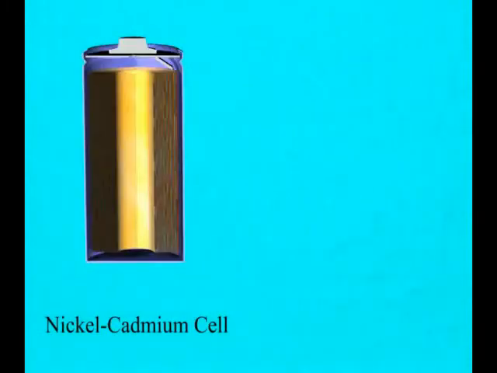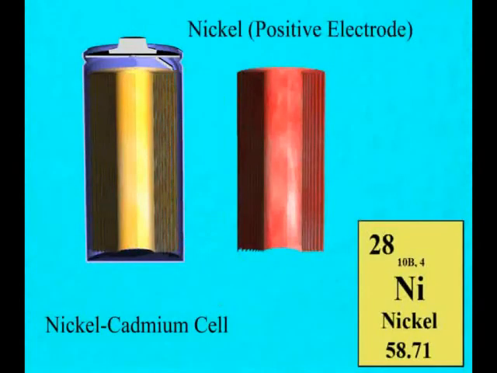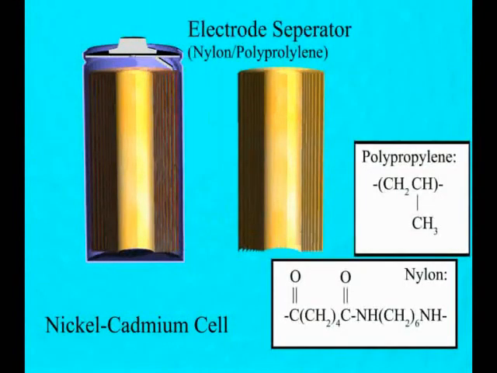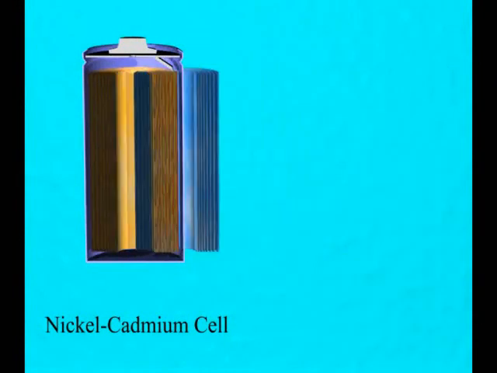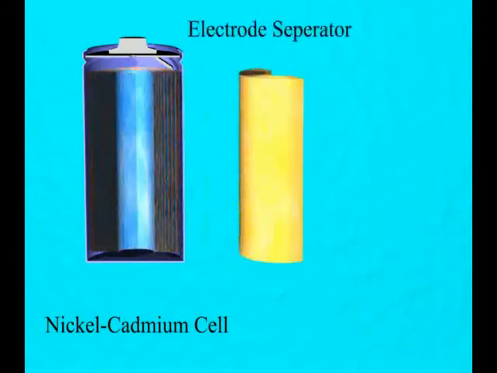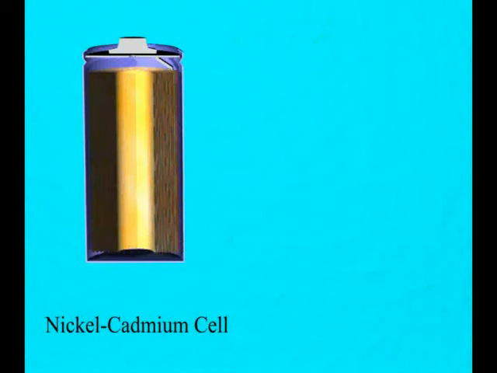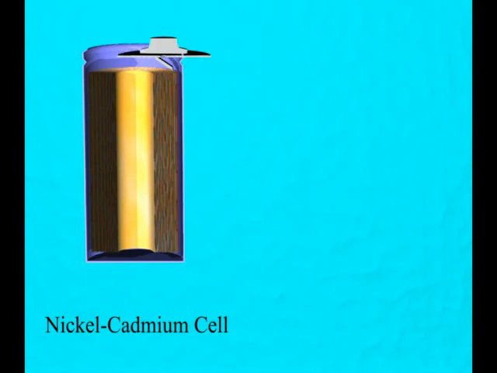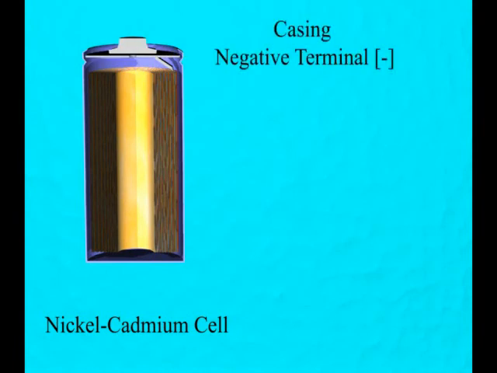The basic nickel-cadmium cell has a positive electrode sheet made of nickel, separated by a nylon or polypropylene sheet. A sheet of cadmium acts as the negative electrode, which also has a corresponding separator. All of these sheets are wound into a tight spiral in the middle of the battery. The positive electrode is connected via a small strip of metal to the nickel sheet. The casing is in contact with the cadmium electrode to form a negative terminal.